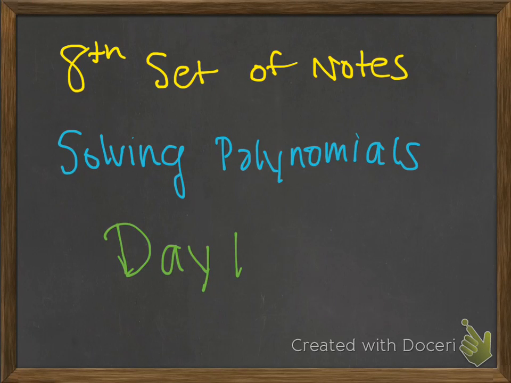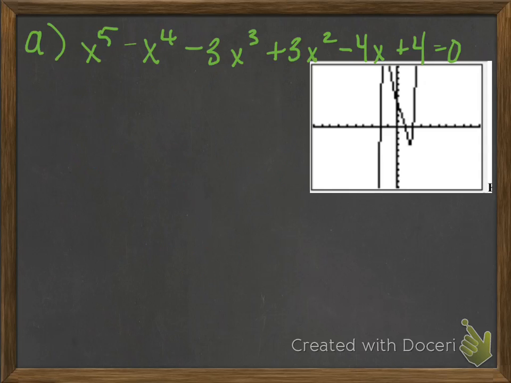Today we're doing the 8th set of notes, and we are again solving polynomials, but now we're going up to higher powers. For example, the first one is up to the 5th power. But we're going to use the graph to help us obtain some of our answers to make these problems a little bit easier.